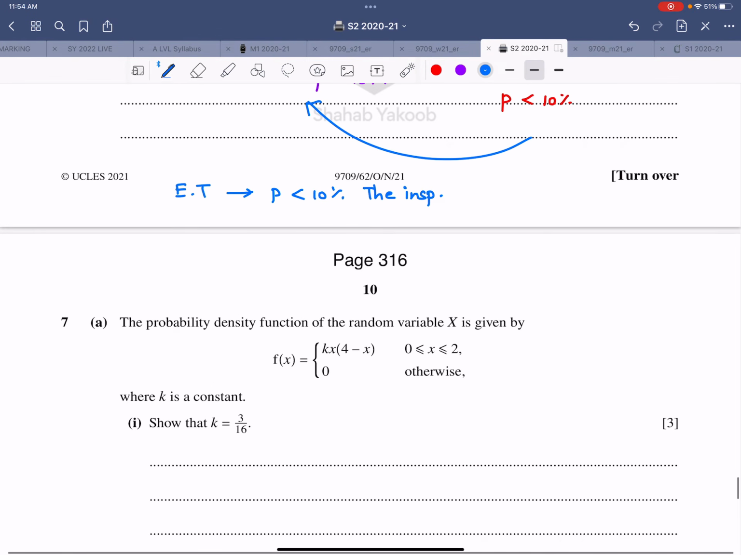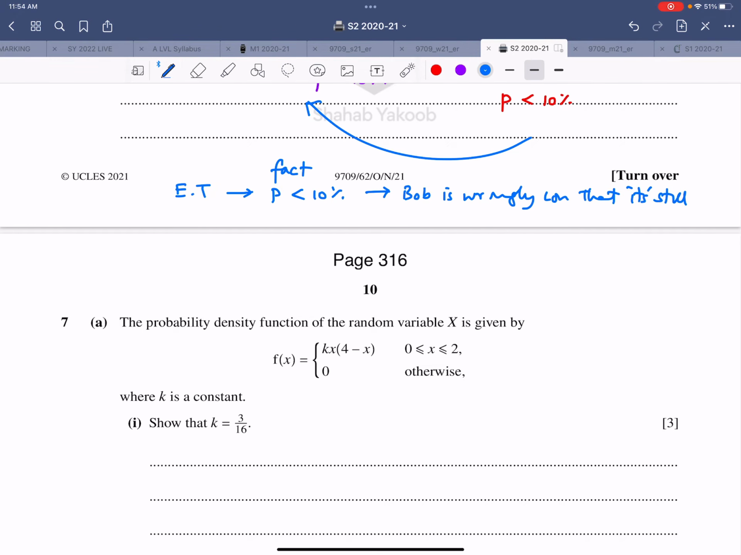The inspector, let me erase it. So since it's less than 10%, Bob is wrongly concluding that it's still 10%. So that's an error that Bob is making.